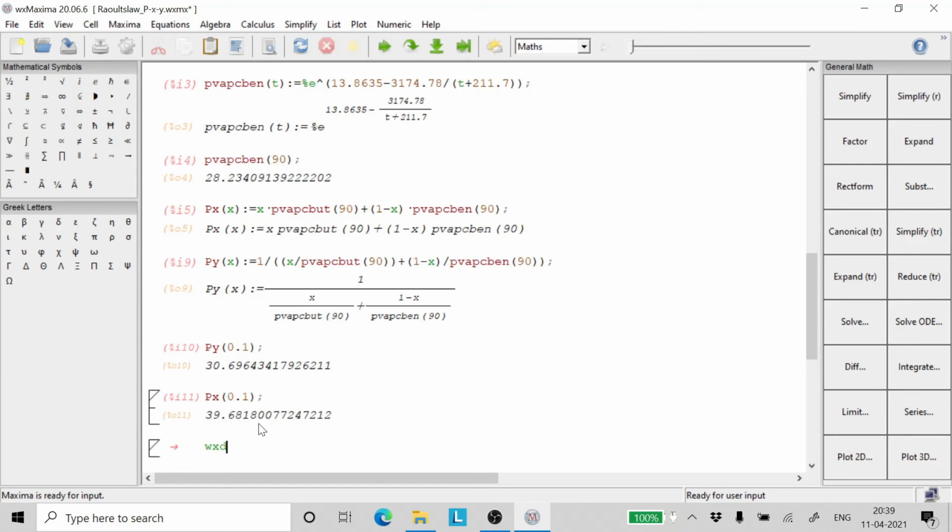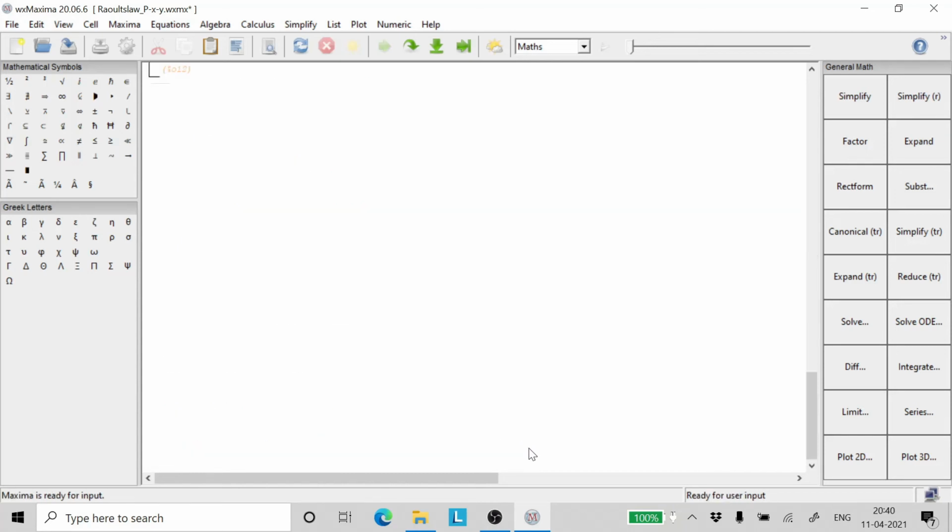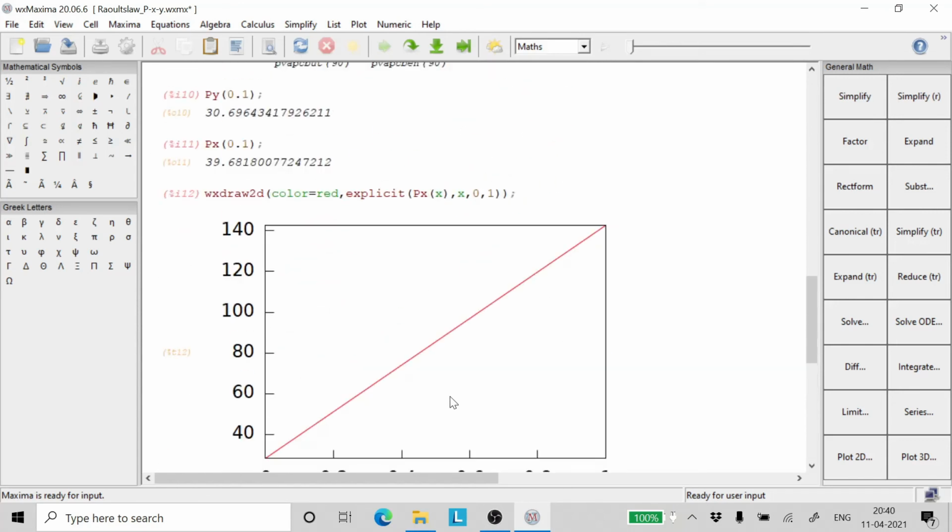So we put Wx draw 2D. So the color for Px is equal to red, and let's go ahead and plot it. Let's see all the brackets are in proper place. Well, it's done.